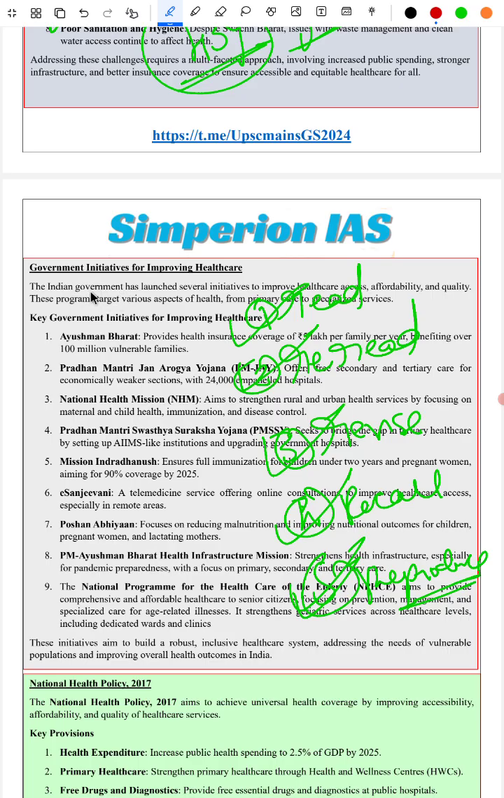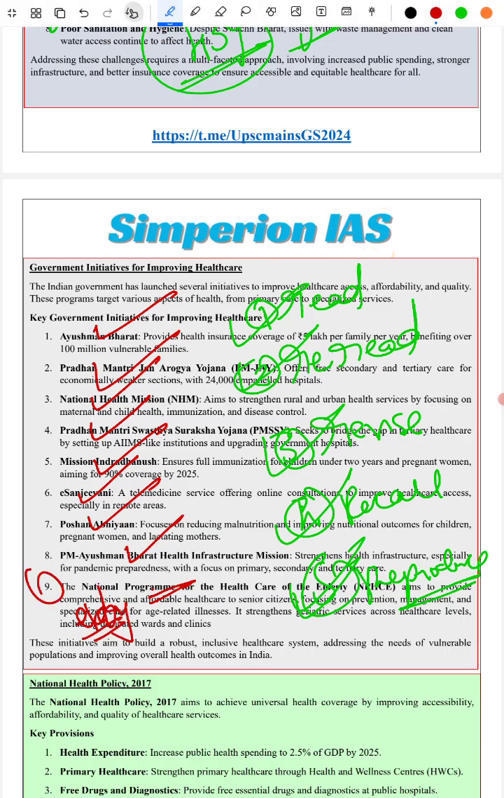Coming to the government initiatives, aspirants will be aware of schemes like Ayushman Bharat, Pradhan Mantri Jan Arogya Yojana, National Health Mission, Pradhan Mantri Swasthya Yojana, Mission Indradhanush, E-Sanjeevani, Poshan Abhiyan. Poshan deals with nutrition. PM Ayushman Bharat Health Infrastructure Mission, National Program for Healthcare of Elderly, very important. I think UPSC has asked a question regarding the elderly once, so it's important.